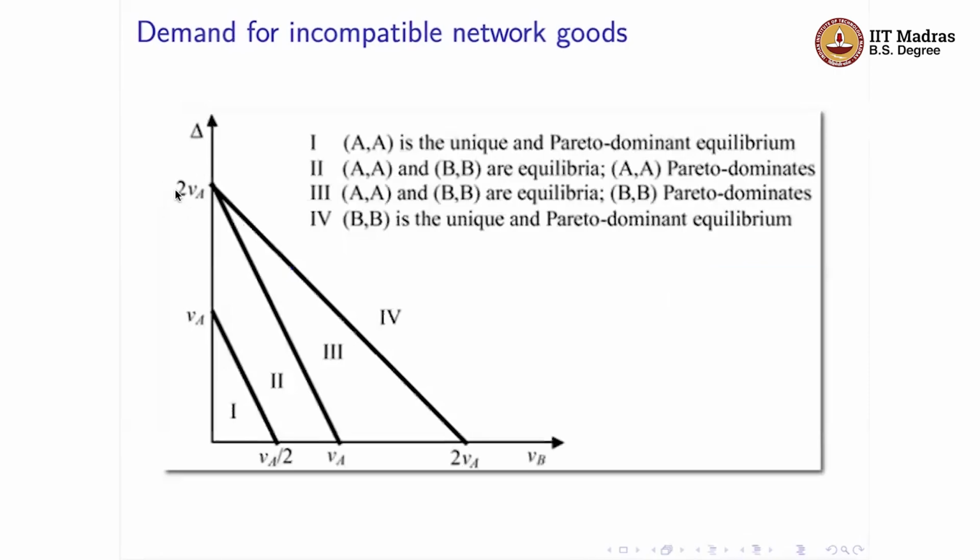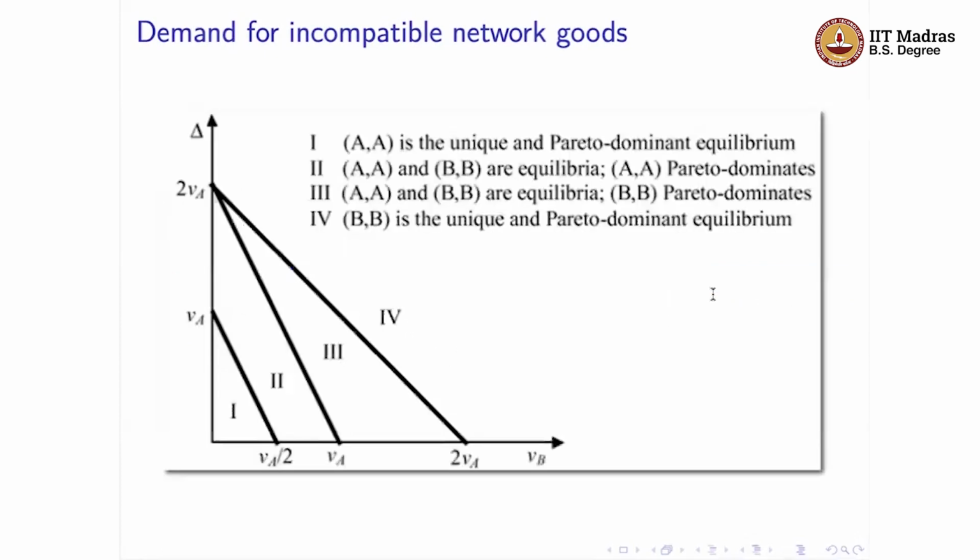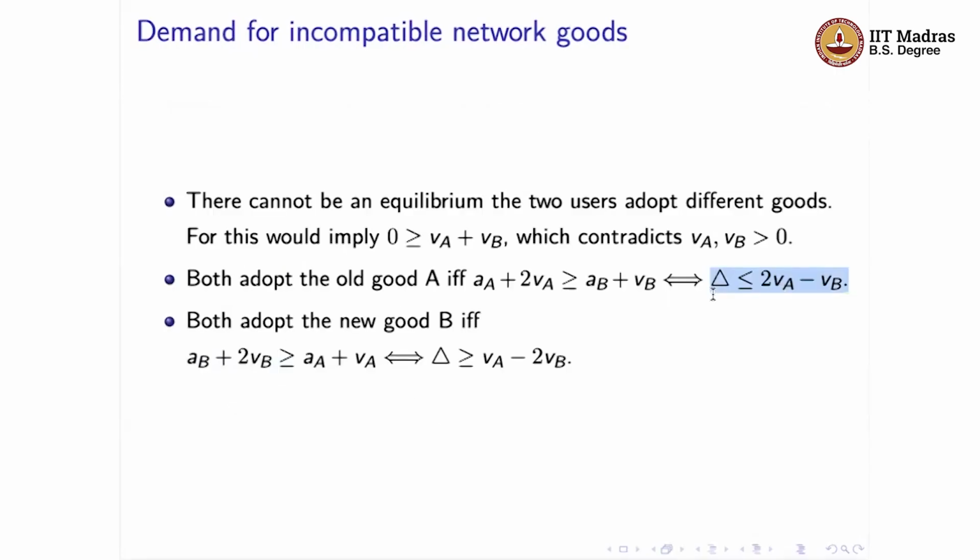So the 2VA is the intercept, right? And if you put in delta equal to 0, then VB is going to come from 2VA, right? So you are going to get one such equation. And what do we get from here? Both of the persons are going to choose good A if this holds. So in order for both of them to choose good A, you require this set of parametric conditions to hold, right?